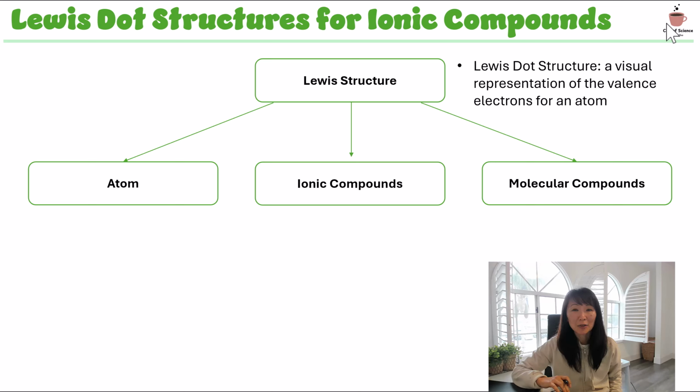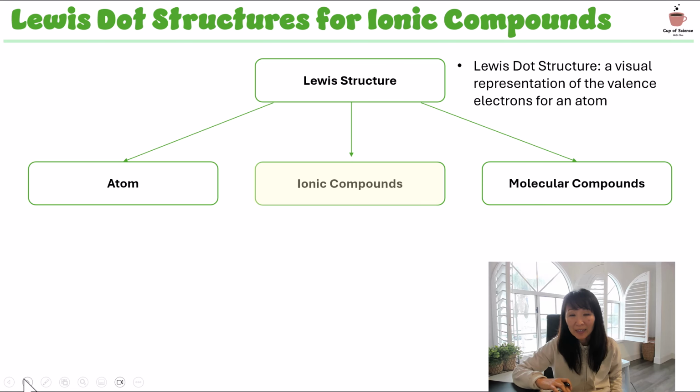Lewis structures, or Lewis dot structures, are just a representation of valence electrons in an atom, ionic compound, and molecular compounds by using dots and sticks. Now, I want to focus here in particular on the ionic compound. Well, let's begin with a review of what an ionic compound is.